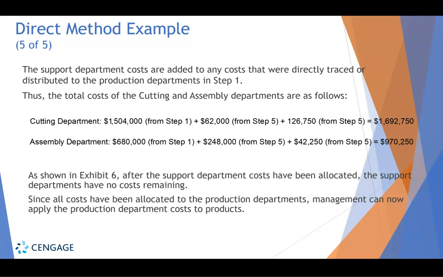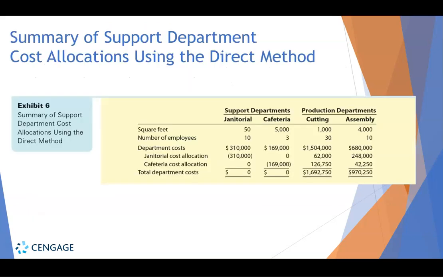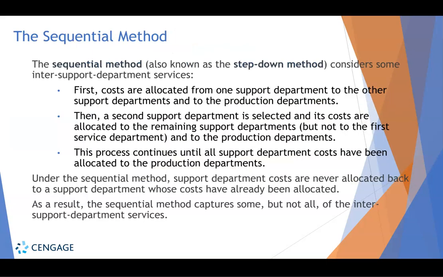So as we see in this exhibit 6, after the support department costs have been allocated, the support departments don't have any costs remaining. And since all costs have been allocated to the production departments, management can apply those costs to the products. So as you see here, we are now at 0 costs for janitorial and cafeteria, and they've been applied directly to the production departments.